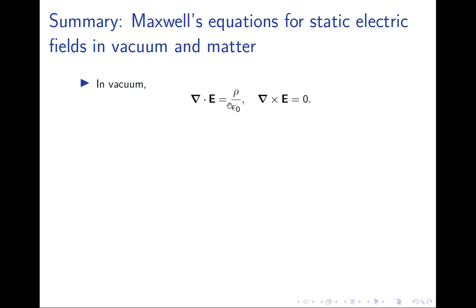The differential version is the local statement, that is, both sides have a location vector x, which I didn't indicate, but this is x. So they're local, but in high school you've learned the integral version. The integral version of this Gauss law is that the flux over a closed surface is equal to the total charge enclosed divided by epsilon naught, and the closed integral of E dot dl is 0.